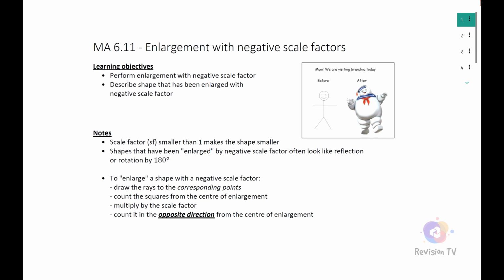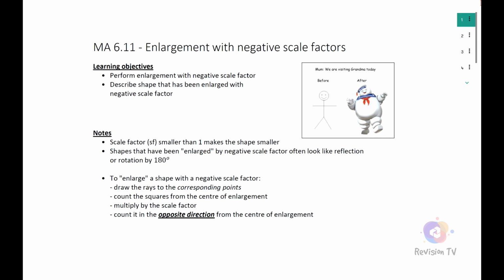First thing, of course, we're going to learn the objectives. The first thing is to learn how to perform enlargement. Obviously, you need to learn how to draw them out, and then also how to describe them when the shapes have been enlarged with a negative scale factor, especially under one single transformation. If you have done the previous chapter or notes on enlargement on the grade 4 topic, you will know a scale factor smaller than 1 will make a shape smaller. So even though the word enlargement doesn't necessarily mean we're making the shape bigger. If the scale factor is a half, that means we're making this shape smaller by half.